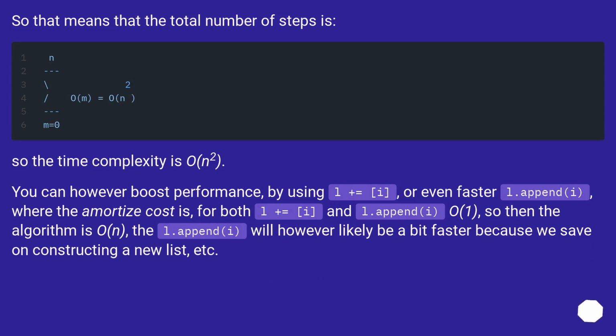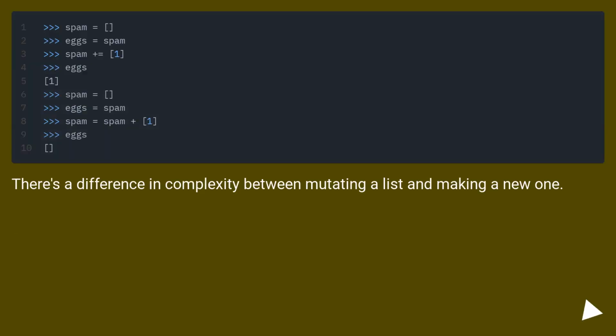You can however boost performance by using L plus equals I or even faster L.append(I), where the amortized cost is, for both L plus equals I and L.append(I), O(1). So then the algorithm is O(n). The L.append(I) will however likely be a bit faster because we save on constructing a new list, etc. There's a difference in complexity between mutating a list and making a new one.